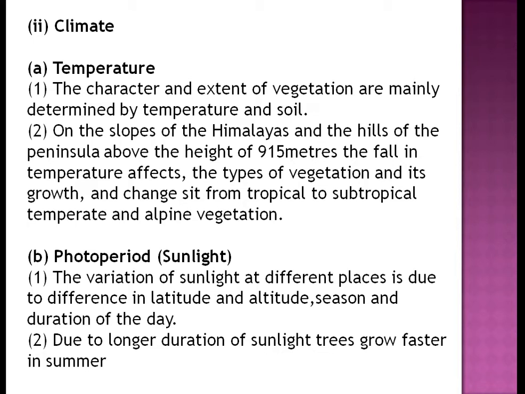The character and extent of vegetation are mainly determined by the temperature and the soil. On the slopes of the Himalaya and the hills of the peninsula above the height of 915 meters, the fall in temperature affects the types of vegetation and its growth, and changes it from tropical to subtropical, temperate and alpine vegetation. So this classification of vegetation we had already seen.